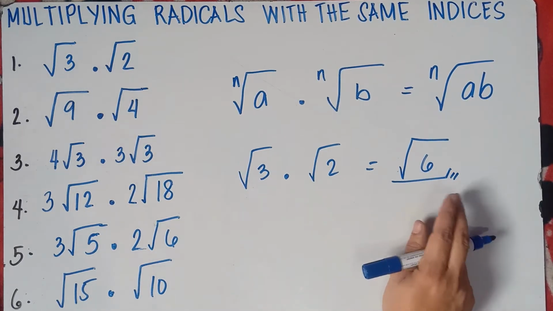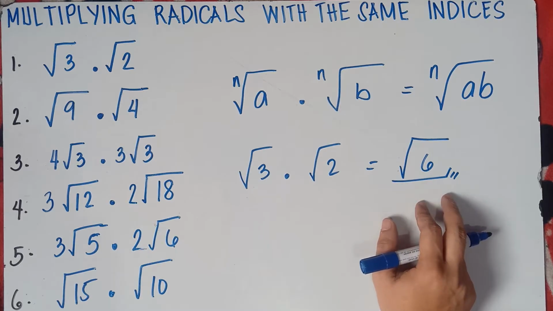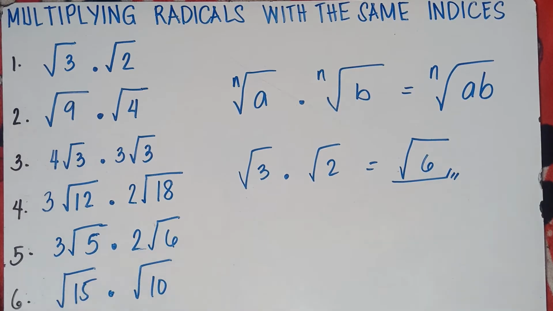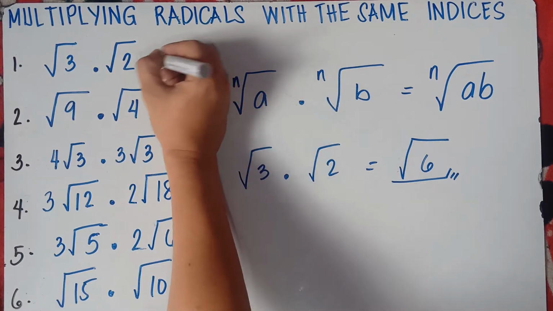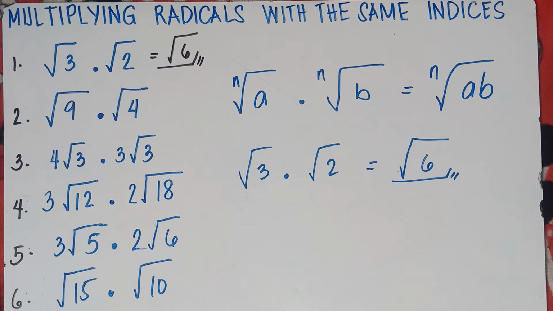You check first your answer if you can simplify. Can we simplify square root of 6? Nope, we cannot. So that would be our final answer for number 1, square root of 6. That's it, that's the answer for number 1.